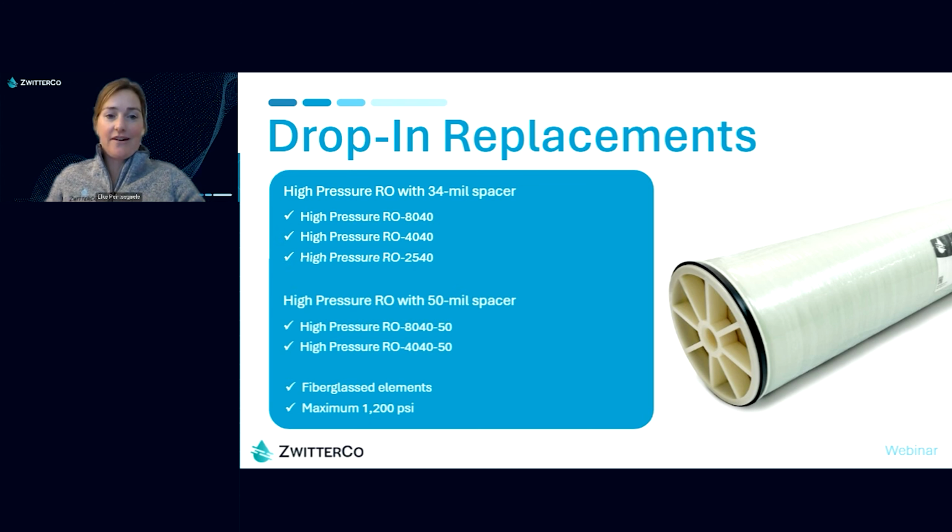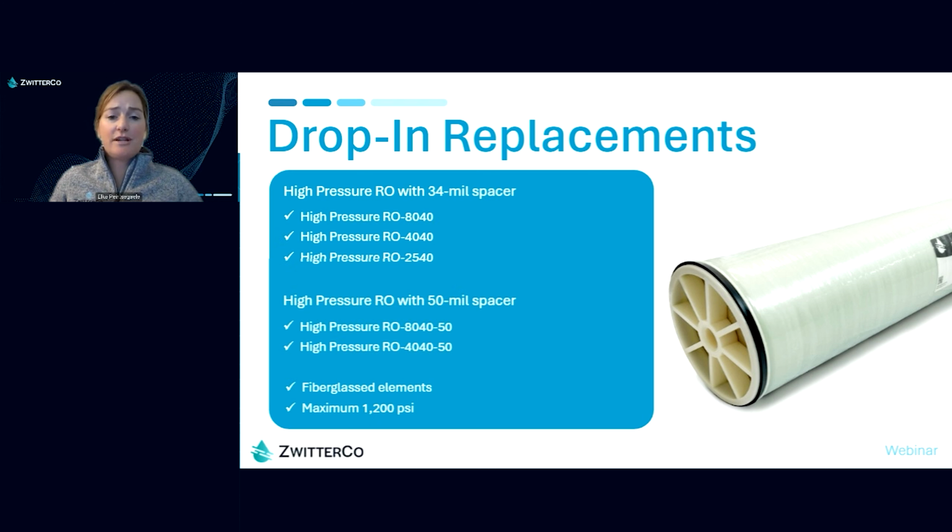So how do you get started? Because landfill leachate often contains higher TDS concentrations, on the order of 20,000 to 60,000 ppm, for example, they often require elements that can operate at higher pressures. ZwitterCo currently offers 2 different high-pressure RO elements. One features a standard 34 mil feed spacer. The other features a thicker 50 mil feed spacer.